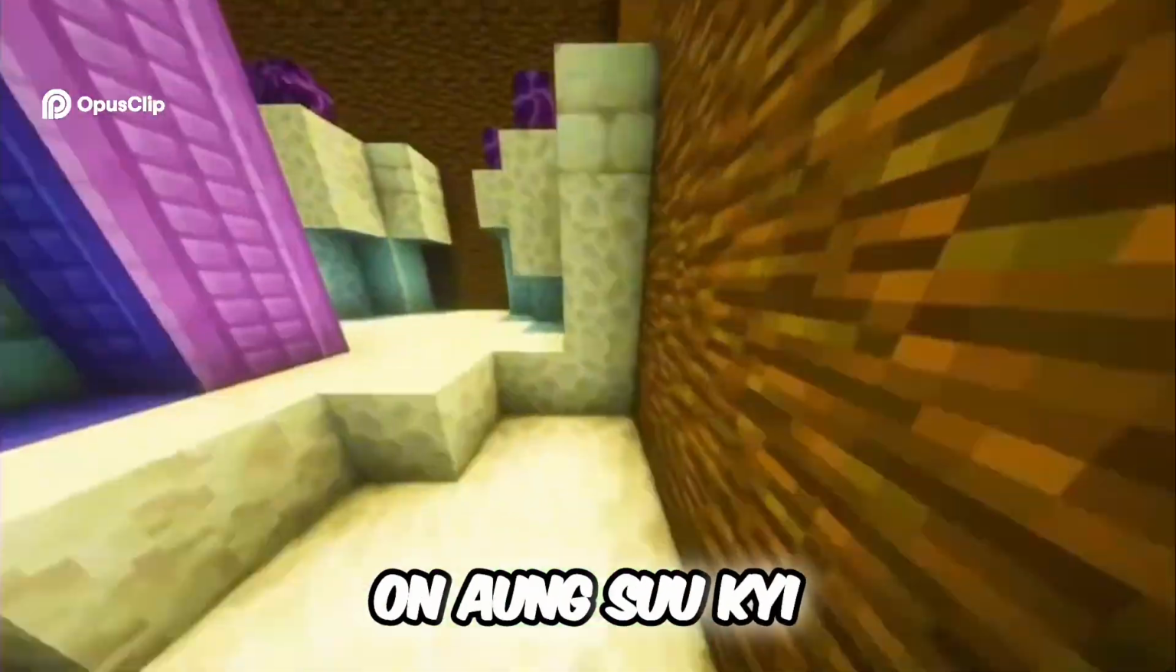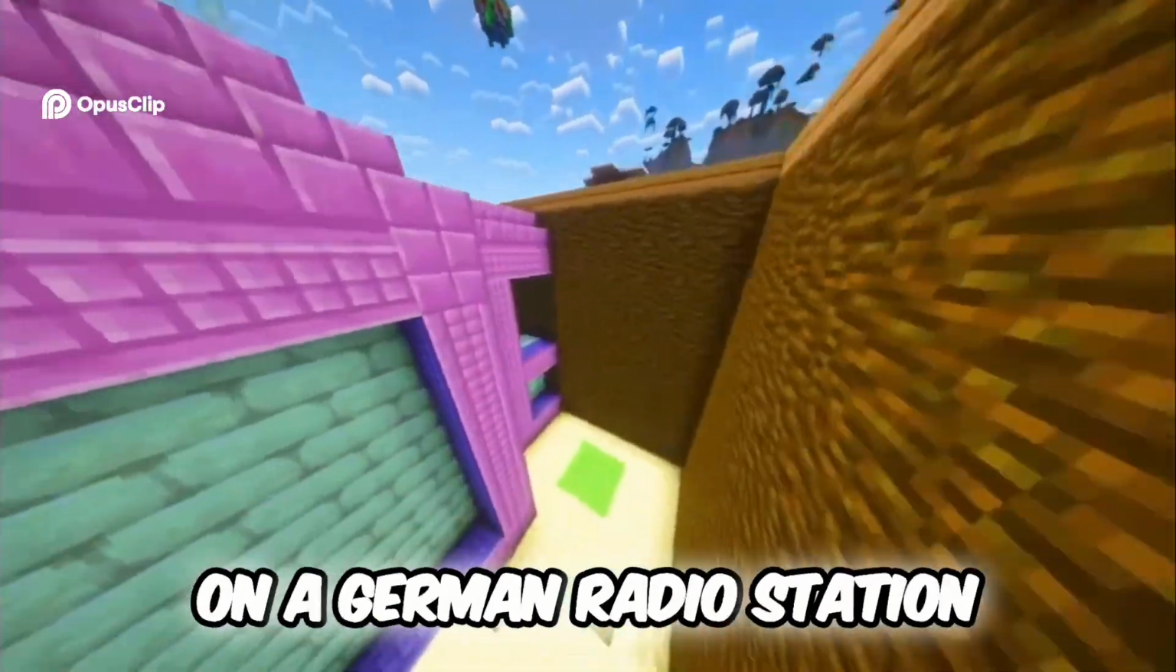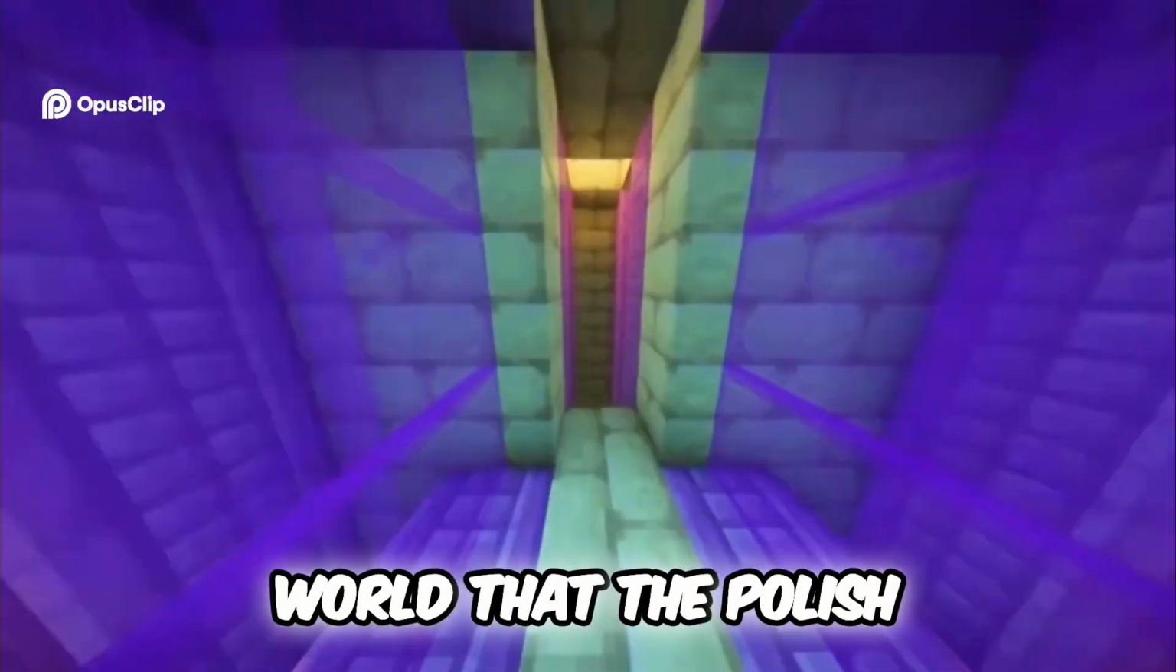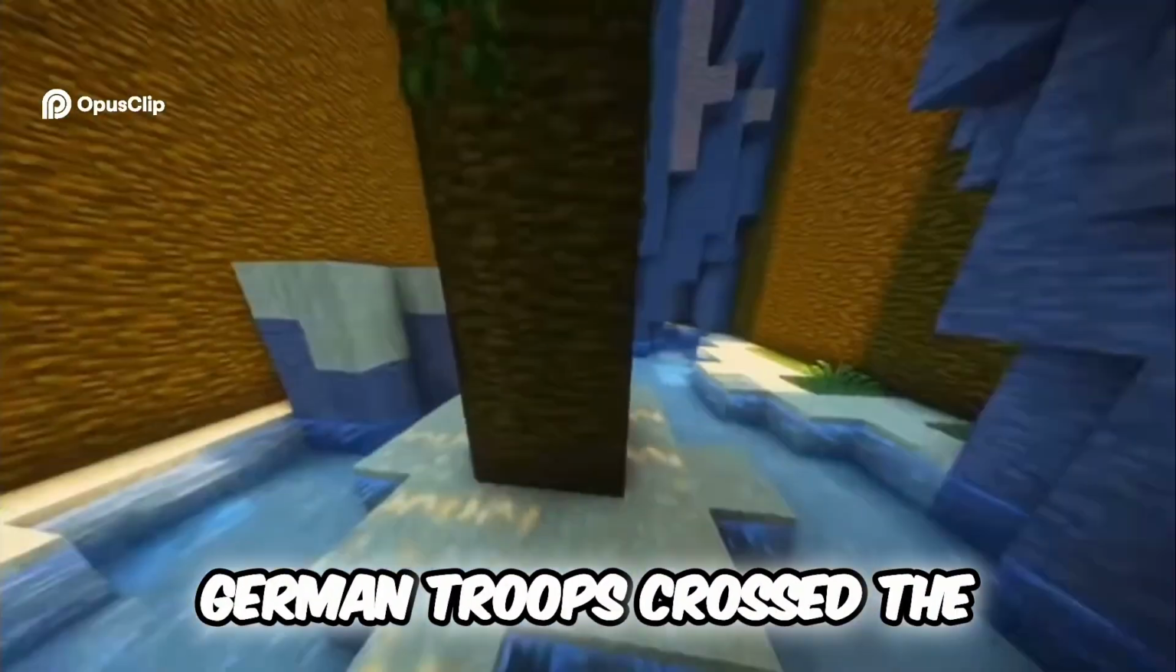On August 31, 1939, Nazi soldiers wearing Polish uniforms staged an attack on a German radio station, hoping to fool the world that the Poles began the conflict. On 1 September 1939, German troops crossed the border into Poland.